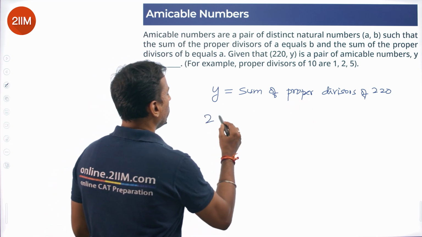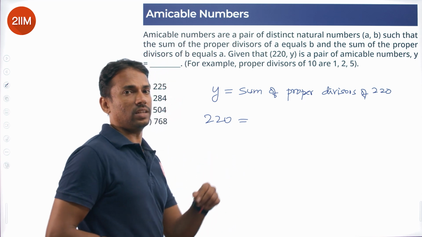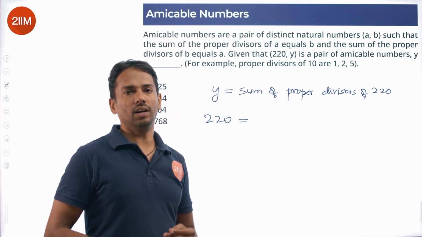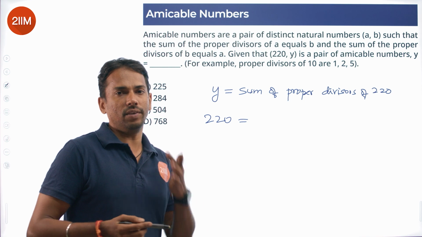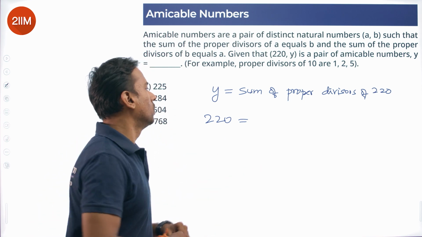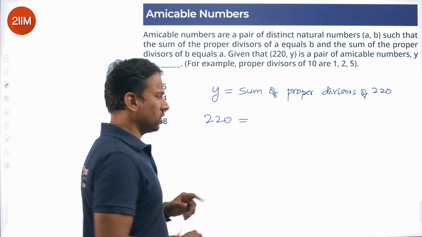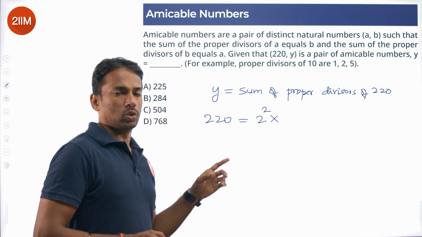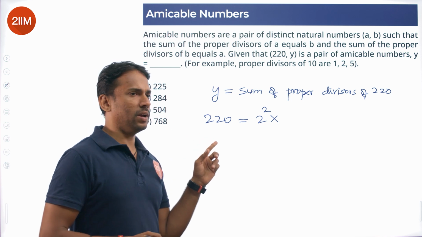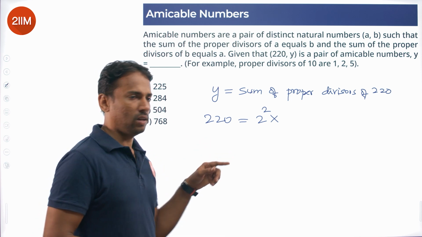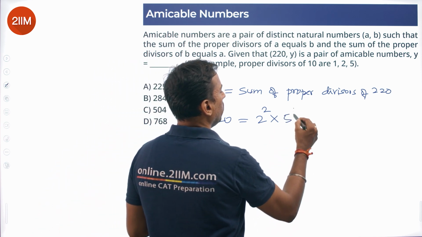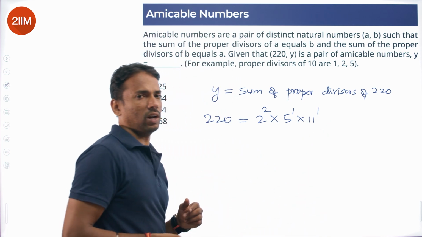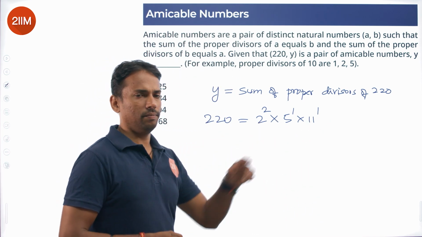We'll prime factorize 220 so that we can easily find the sum of all factors. Factors and divisors are the same. 220 is 2 squared, because 2 squared is 4, times 55 when I remove the 4. So 2 power 2 into 5 power 1 into 11 power 1. That's it, we have prime factorized.